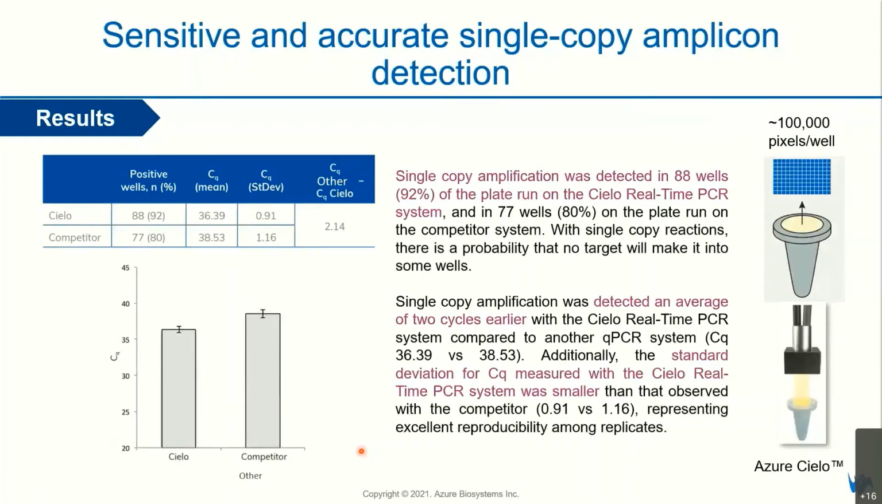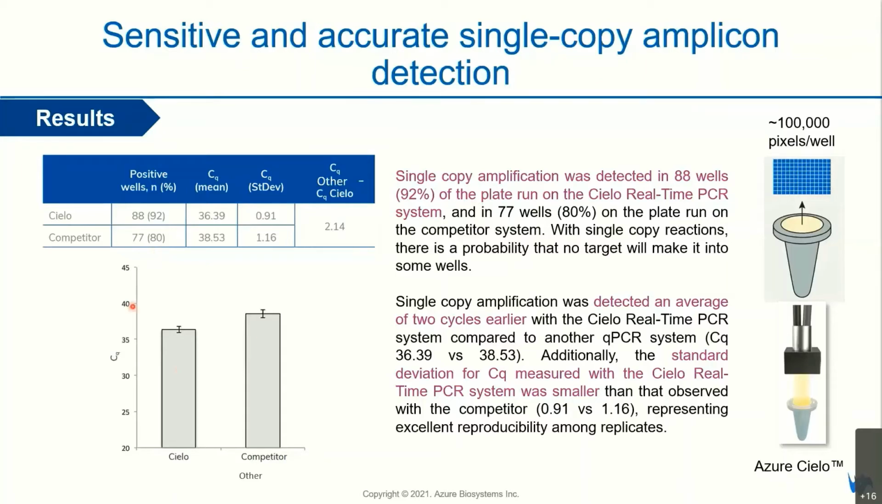Here's the data. You can see on the left, we have the table showing that single copy amplification was detected in 88 wells, which is 92% of the plate running on the Cielo machine, and 77 wells, which is 80% of the plate running on the other system. With a single copy reaction, there is a probability that you will not see the target, or the target will not make it into some wells due to pipetting error and other factors. So we are trying to push the limit here. What is the percentage rate for you to detect single copy amplification?